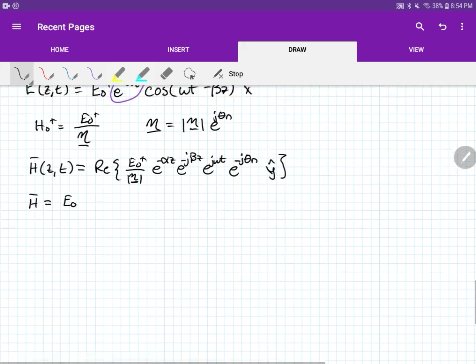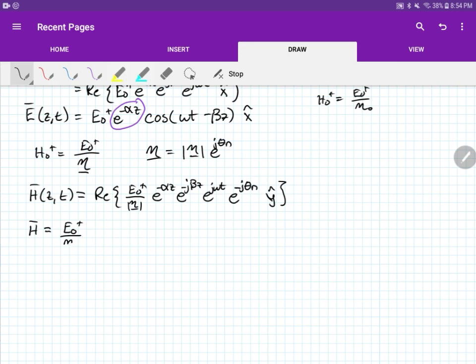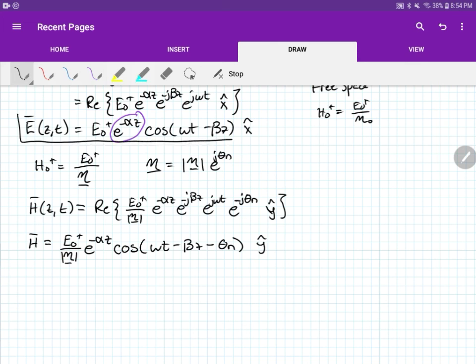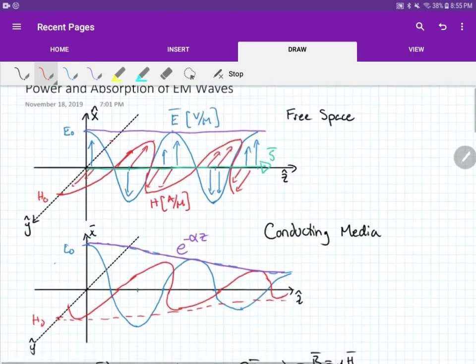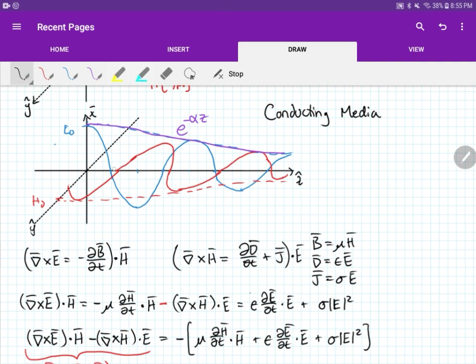So now our magnetic field solution is equal to E naught plus over the magnitude of eta, e to the minus alpha z, the same attenuation constant, cosine of omega t minus beta z minus theta n in the y-hat direction. So those are our two solutions. We have our E field here, and we have our H field here. And as we can see, the H field also attenuates, and there is a phase shift theta n here as well.